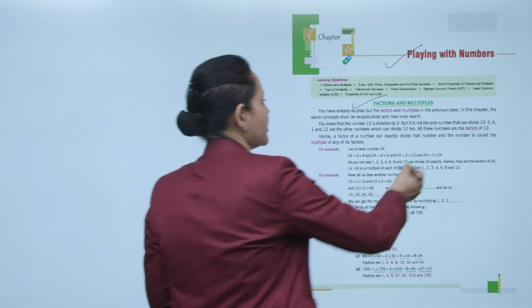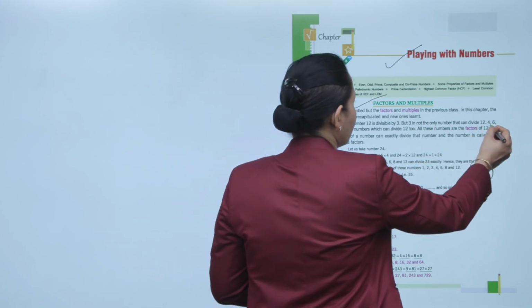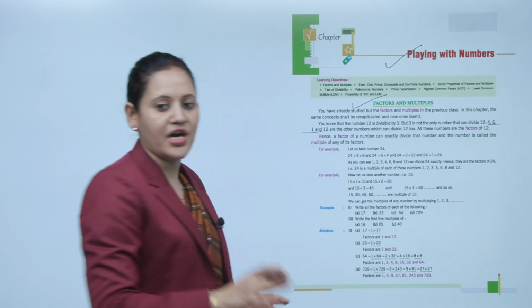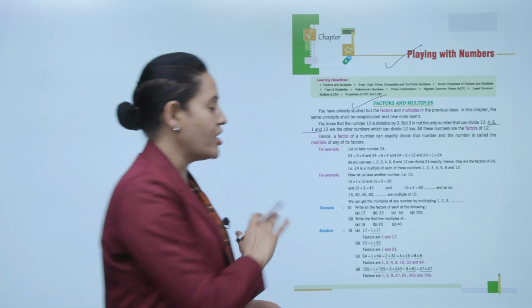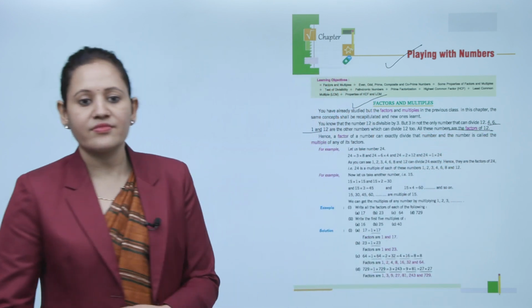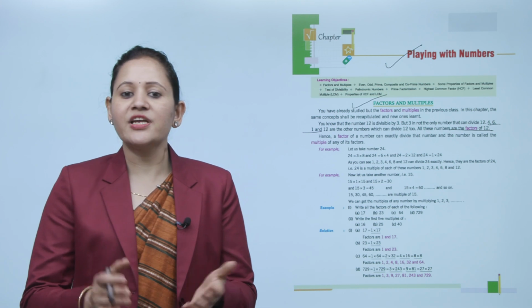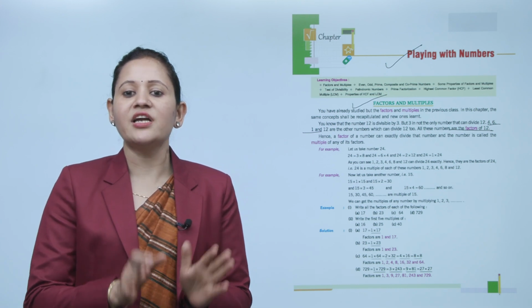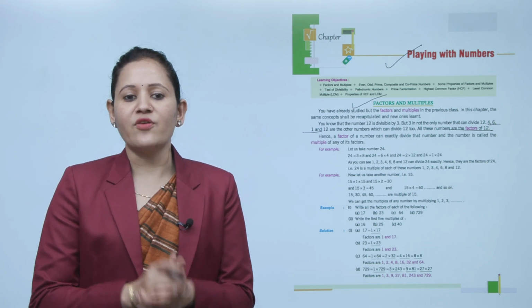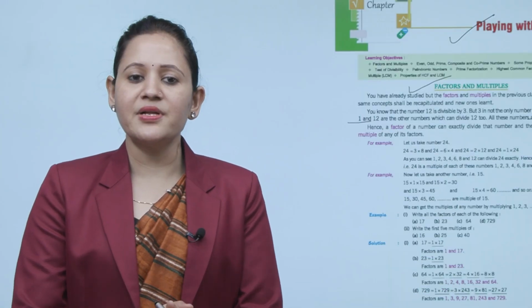So all these numbers, 4, 6, 1 and 12, will divide 12 exactly. So all these numbers are the factors of 12. Hence, the factors of a number can exactly divide the number, and the number is called the multiple of any of its factors. Now we'll take an example.